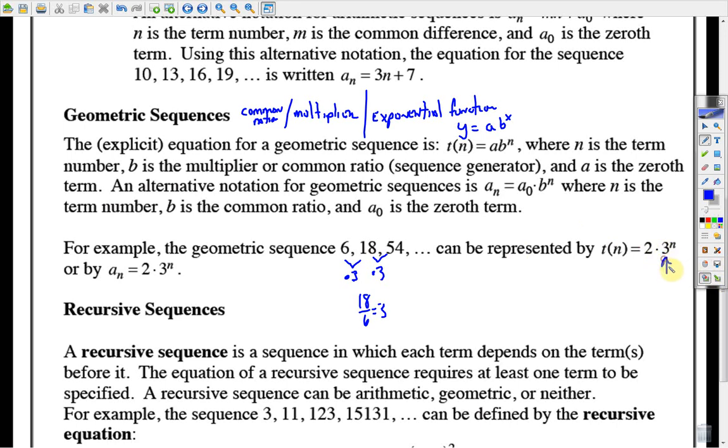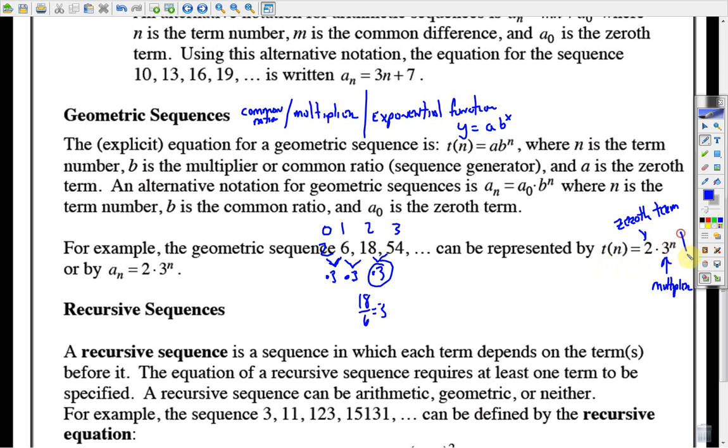So here's our multiplier, or the common ratio, that's the 3 right here. The 2 is our starting value, or our 0th term. So again, we have to go backwards. If this is the first term, second term, third term, our 0th term, we have to divide by 3 as we go backwards. Or we say that 2 times 3 would give us 6. So that's our 0th term.